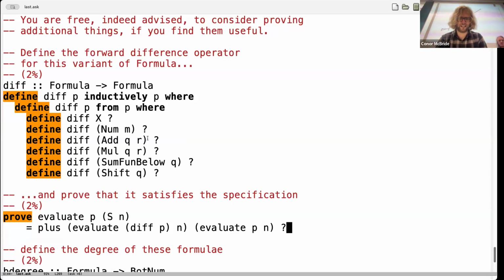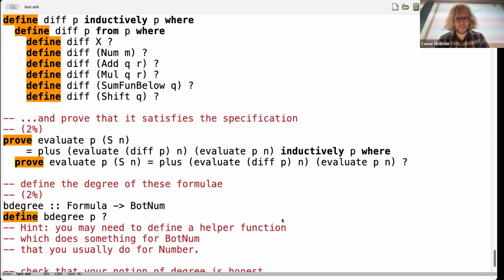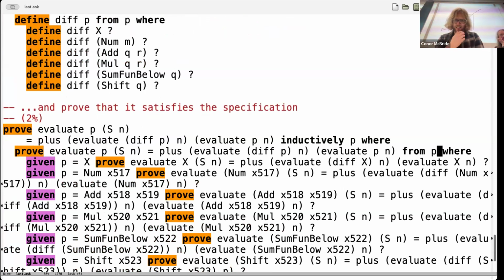And again, since diff p and evaluate are recursing inductively on p, we should also do induction on p, so we can follow the same moves. When diff p makes a recursive call, then our proof can use the induction hypothesis. So say inductively p, and I'm going to say from p, and that's going to give me all of these cases, with really disastrous made up names. Maybe we fix the names as we go along.